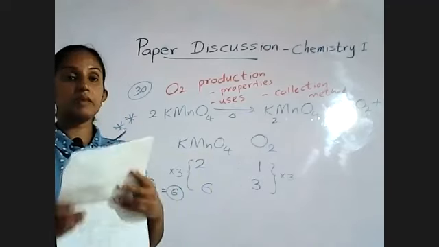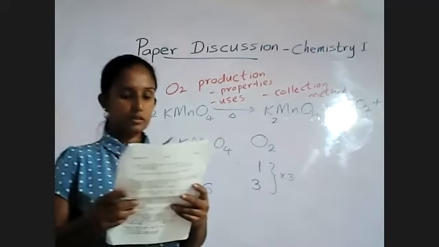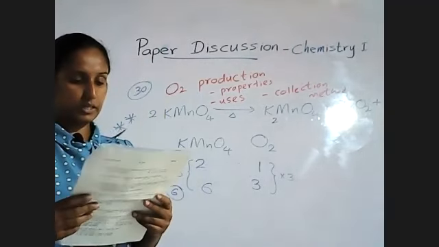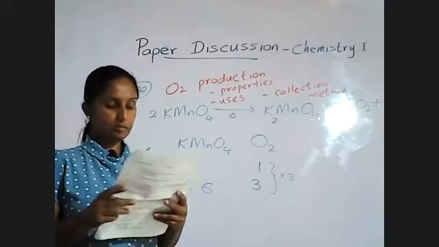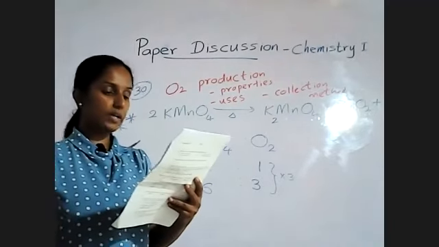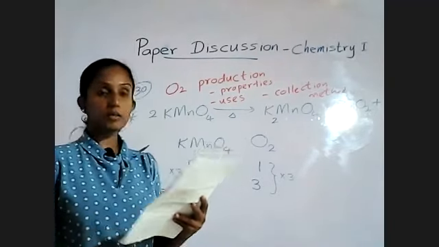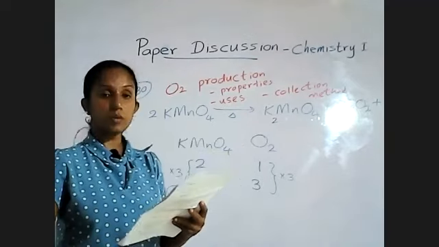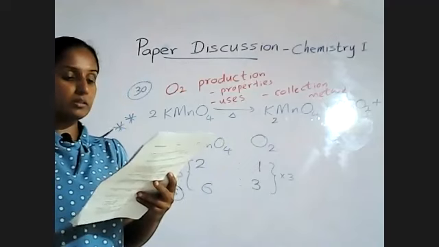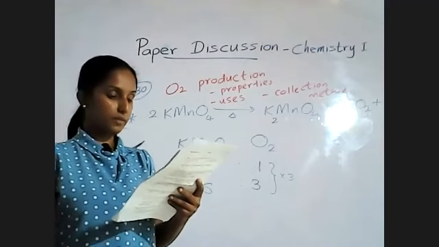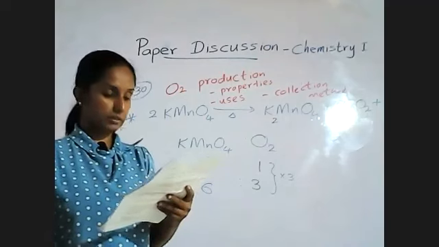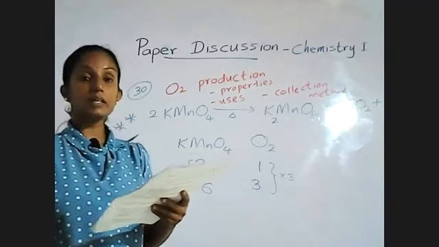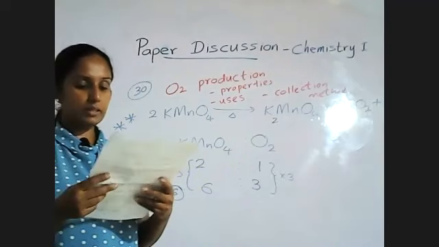Then question number 31. Consider the following substances. There are three statements given. A, solid sodium chloride crystal. B, molten sodium chloride. C, aqueous sodium chloride solution. D, molten, C, aqueous. Which of the above conduct electricity?